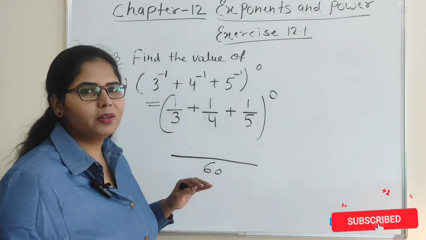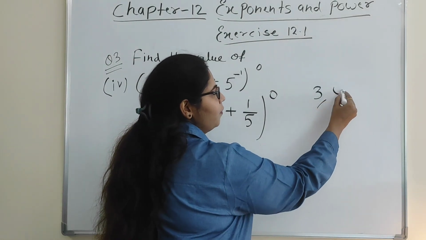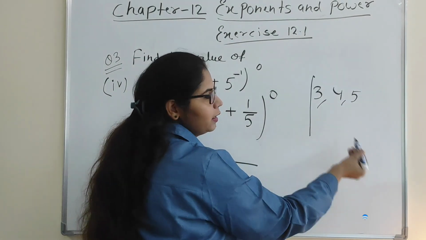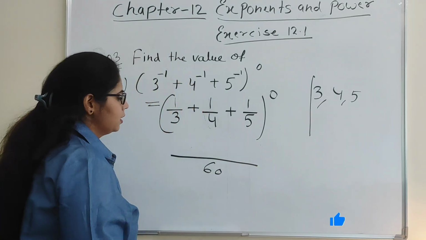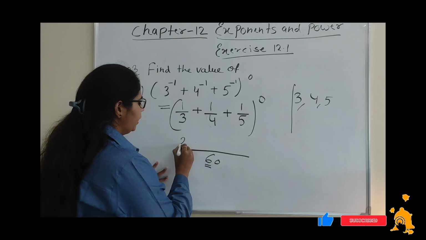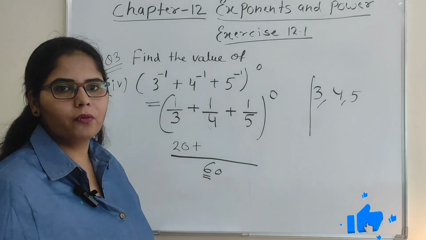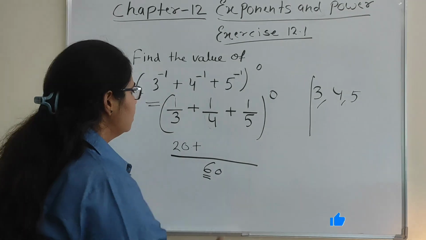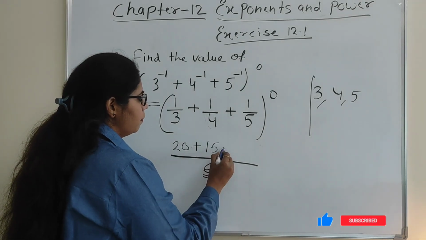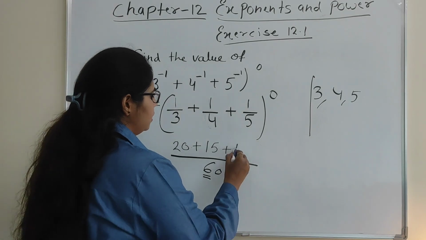Now you are in grade 8. You know how to take the LCM. Okay, 3, 4, 5, like this method. So the LCM comes to 60. 60 divided by 3 will give you 20, plus 60 divided by 4, which is 15, plus 60 divided by 5, which is 12.